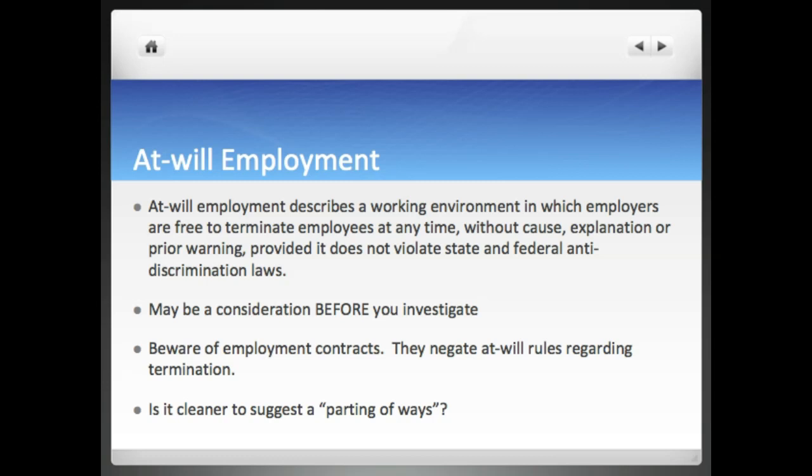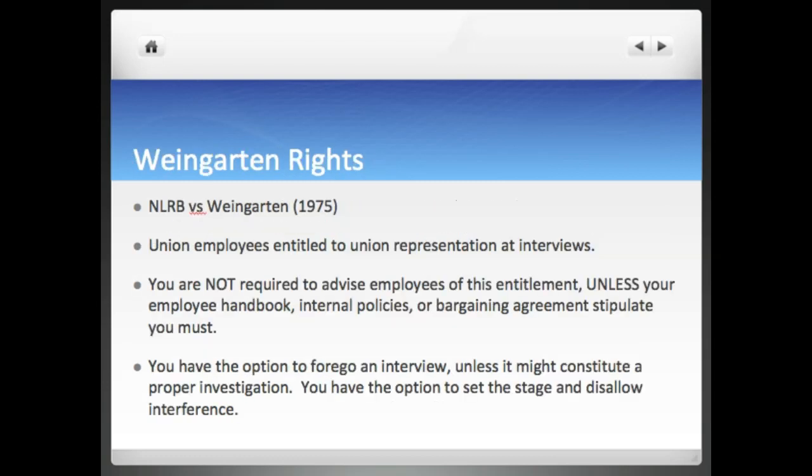But at-will employment may be an option for you to not investigate in some cases if it's just a cleaner way, and that's a decision made by your legal department and your HR department, but you should have that conversation in some of these investigations where you know how it's going to turn out. We all have those.